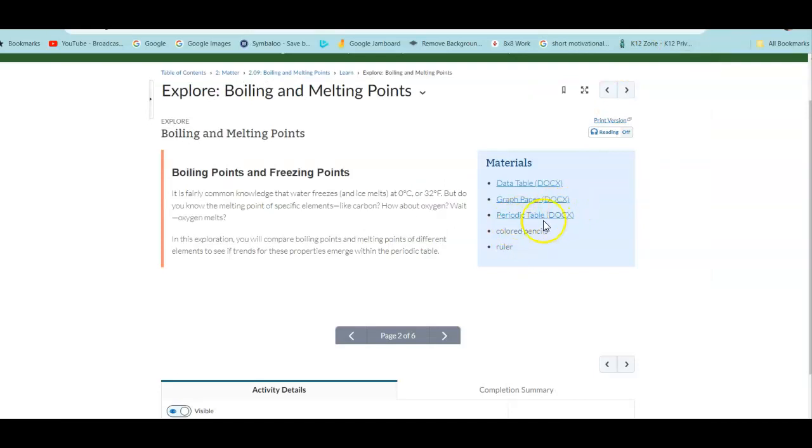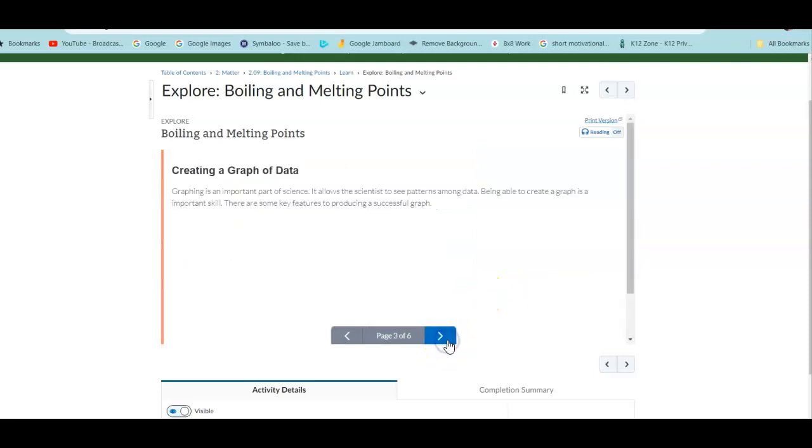And then you have a periodic table document. If you need that, I don't suggest you print that out. If you don't already have one, I've told you before, the one I like better is ptable.com. It's colored already, so it's a little more helpful.